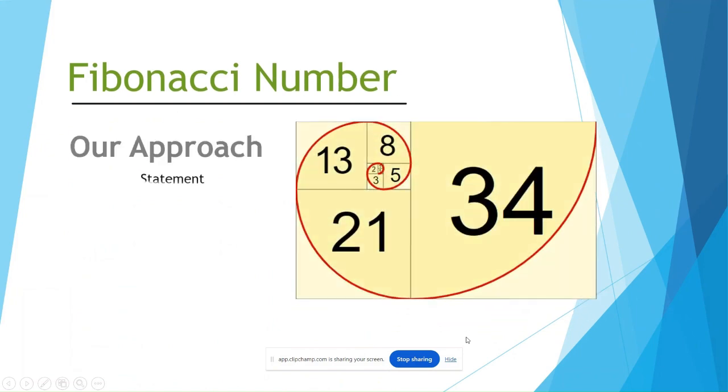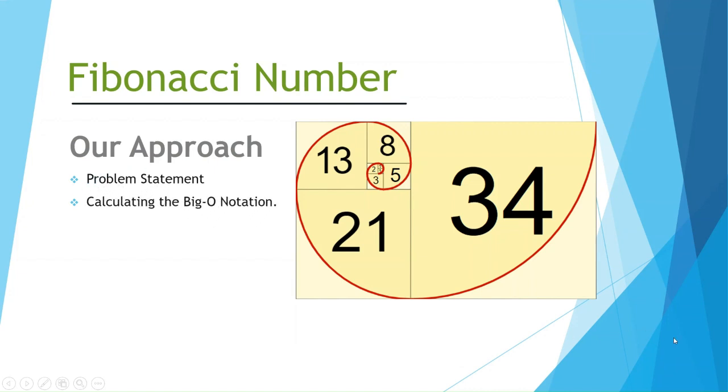Now, first let's talk about what the Fibonacci series is. The Fibonacci series is a sequence of numbers where each number is the sum of the two preceding ones, usually starting with 0 and 1. The sequence goes like this: 0, 1, 1, 2, 3, 5, 8, 13, and so on. It is named after Leonardo of Pisa, who was known as Fibonacci. As you can see in this slide, we follow this approach in this video.